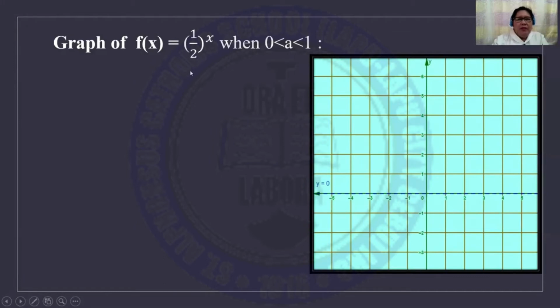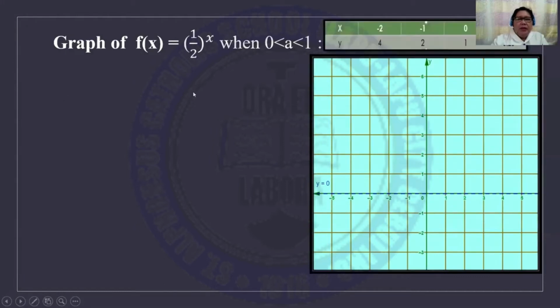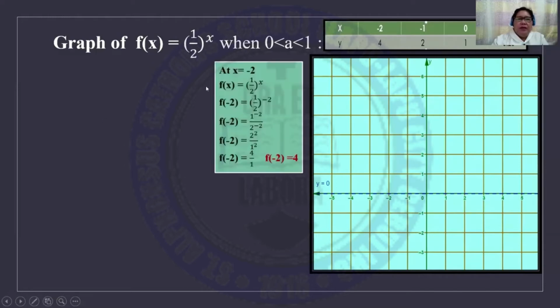So 1/2 is between 0 and 1. So the table of values, we have x is equal to -2, -1, 0, 2. And y is equal to 4, 2, 1, 0.25. So, for example, in order to get y, you have to replace x by -2. Then, you distribute -2 to the numerator 1 and to the denominator 2.